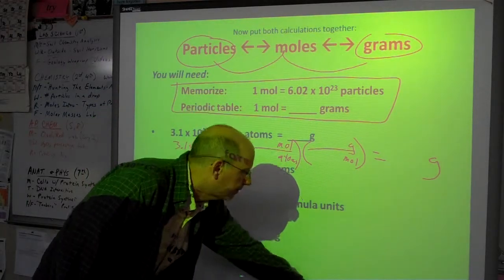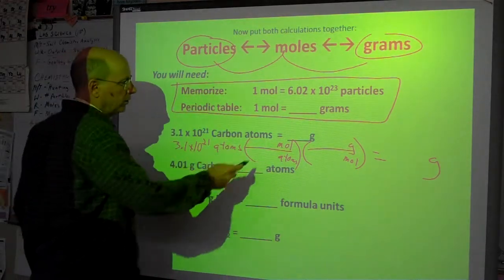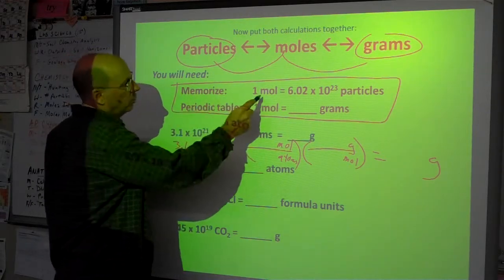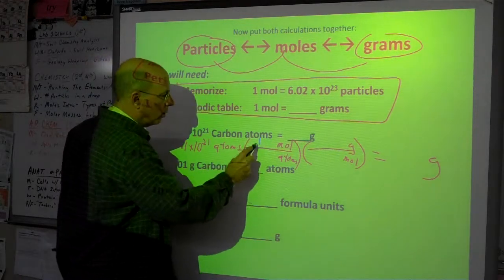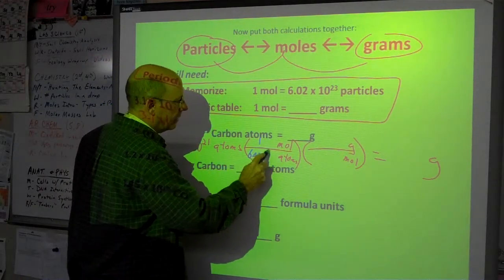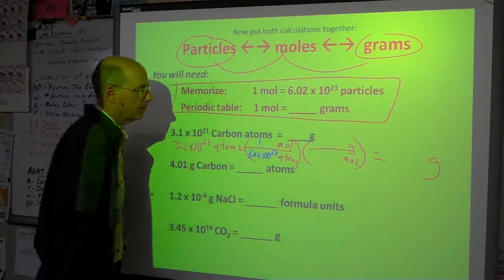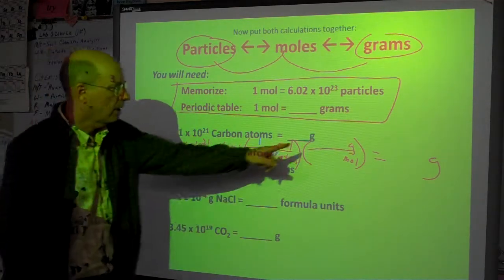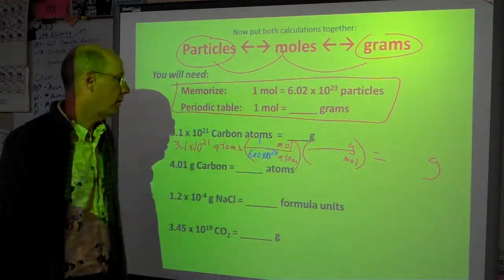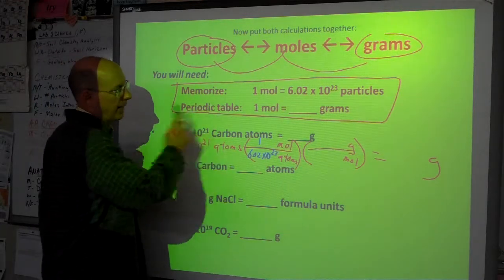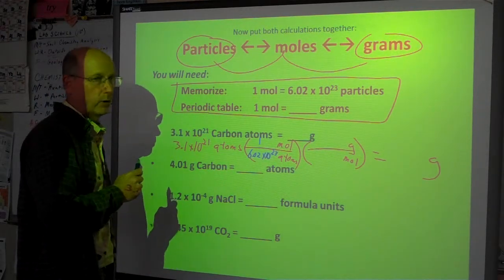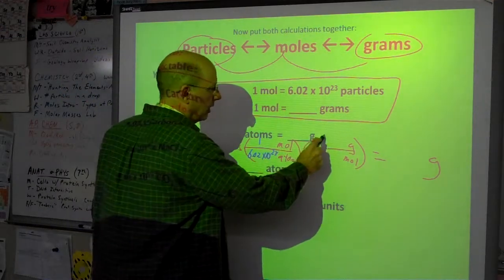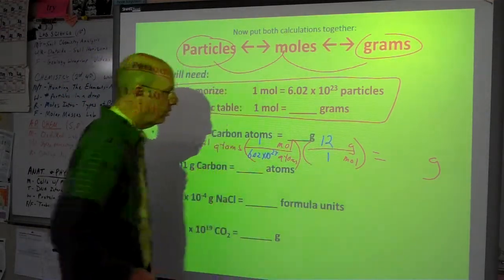I'll use a different color. All right, moles to atoms. Moles to particles, that's 6.02 times 10 to the 23rd. 1 mole is 6.02 times 10 to the 23rd atoms. Next, grams to moles information. You get it from the periodic table. Carbon atoms, look at the periodic table, it says 12, 12 grams per mole. So let's plug in 12 grams per 1 mole.